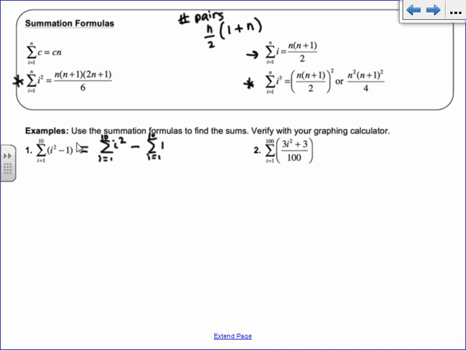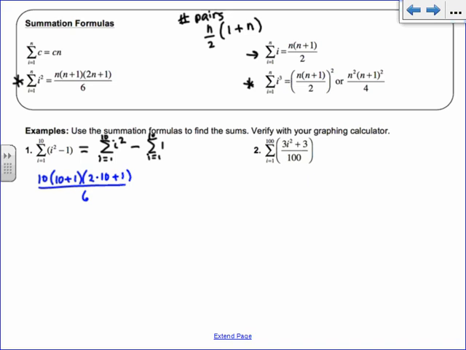Okay, so now what this sum from i equals 1 to 10 of i squared is, it's using the formula right here. Our n is equal to 10. So I'm going to plug in. So I'm going to have 10, 10 plus 1, 2 times 10 plus 1, all over 6.